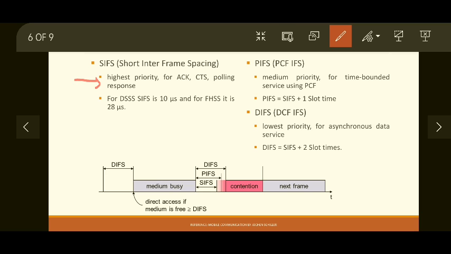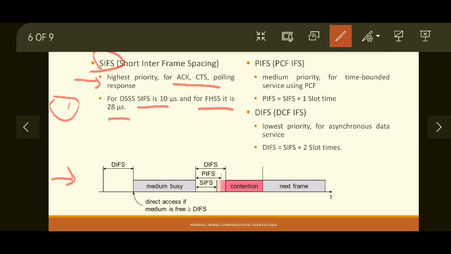Okay, so this type of waiting time is preferred for sending control packets, that is acknowledgements, CTS packets, or polling response, or polling request. That type of packets are sent after waiting for SIFS amount of time. How this diagram works we will see later, at the end of this particular DIFS. Okay, for DSSS this SIFS is 10 microseconds, for FHSS it is 28 microseconds. So that is predefined by the IEEE 802.11. So SIFS has priority 1.